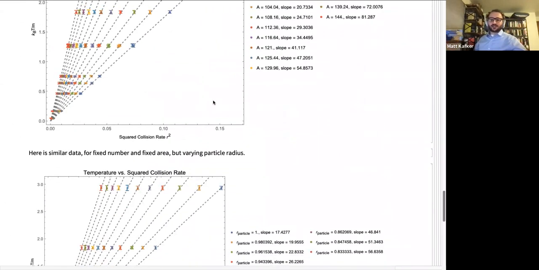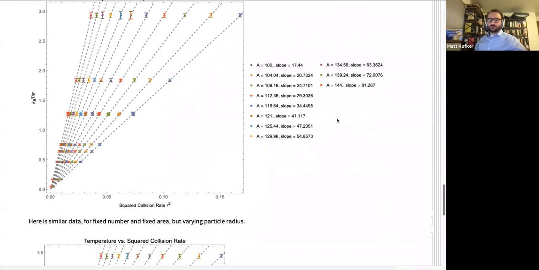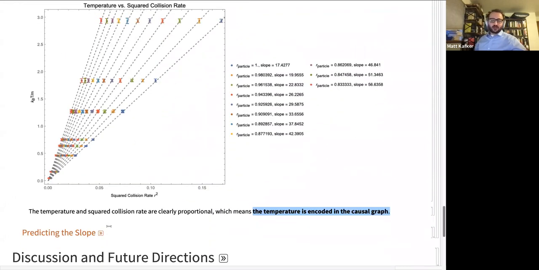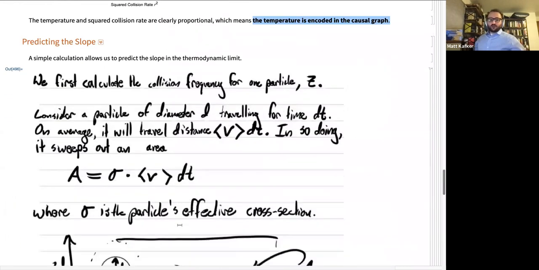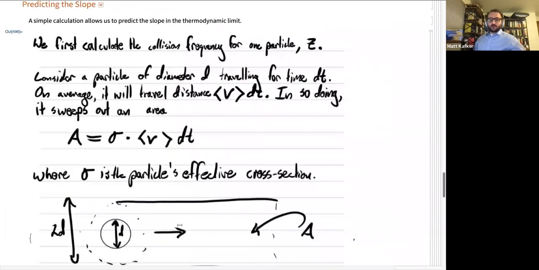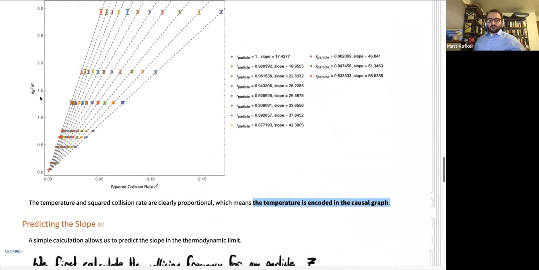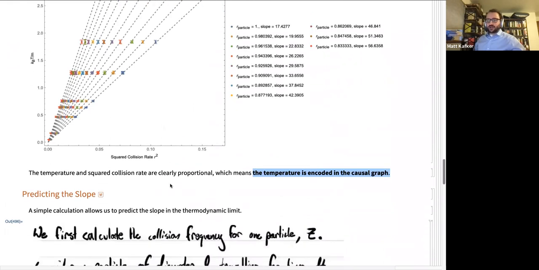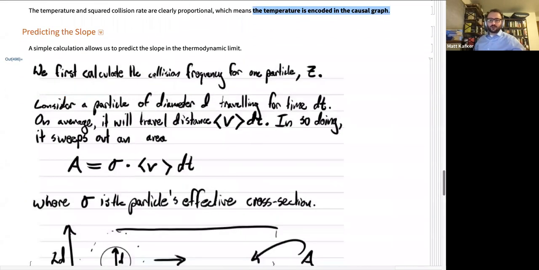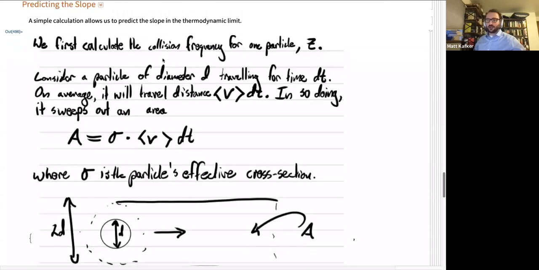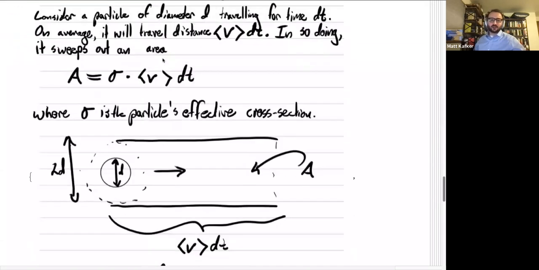Just as a matter of curiosity, you might be interested where these numbers come from, so I'm happy to tell you how that's going. It's a relatively straightforward thermodynamic calculation if you want to compute the relationship between the temperature and the squared collision rate. You can compute the collision frequency for a single particle. It goes something like this. I'm going to go over this quickly because you'll understand why at the end.